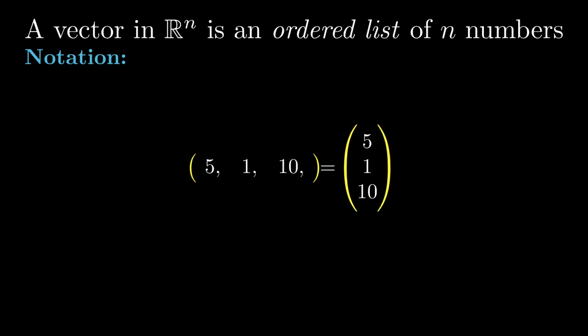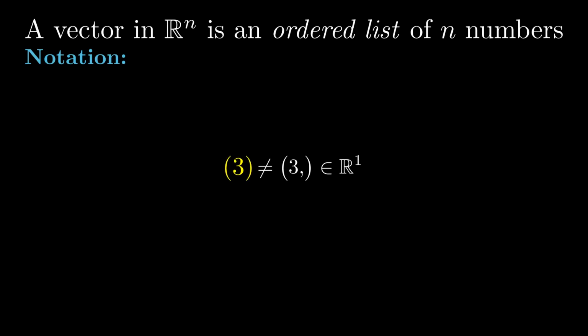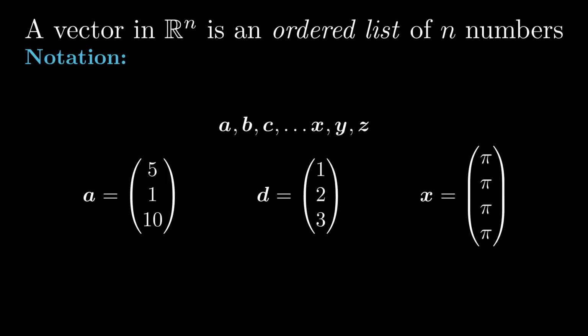We will always write the list of numbers enclosed in parentheses, placing a comma after each element when writing the vector horizontally. Thus, we can distinguish a number in parentheses from a vector in R1. That is, from a list containing a single number. To denote vectors, we will use lowercase letters in bold italics.